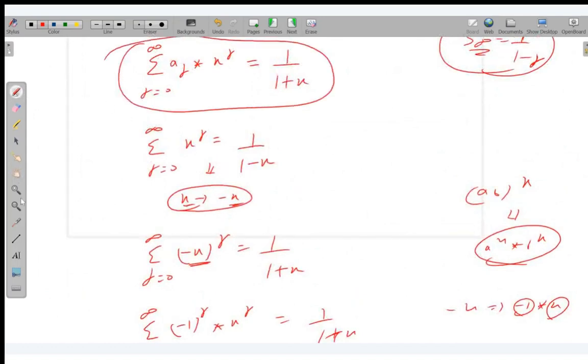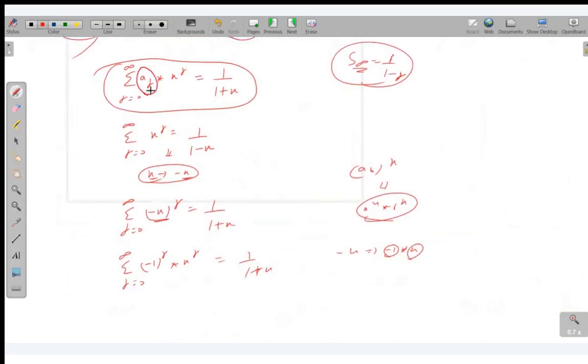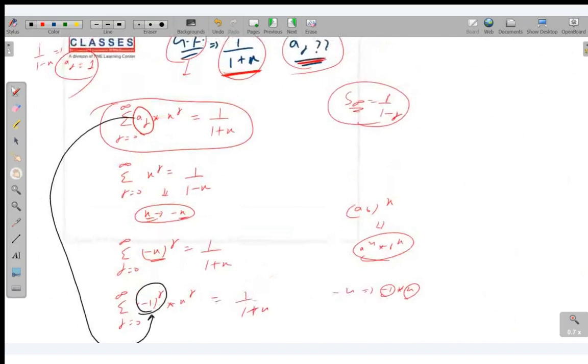Okay, so now try to visualize it. What you are getting? AR is minus 1 upon r. So that's what they were asking. If generating function is 1 upon 1 plus x, AR is nothing but your minus 1 power r. Okay. So finally we have got it. AR is minus 1 power r.